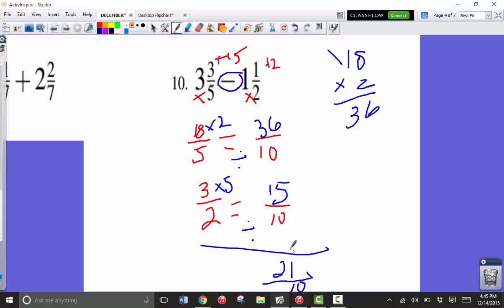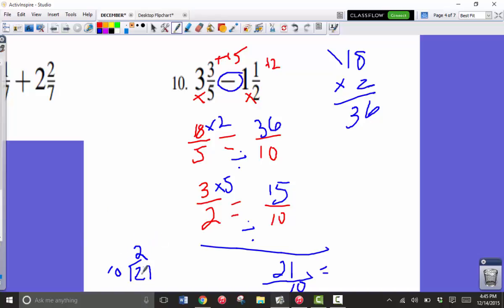But if you look, it's top heavy, meaning that it's an improper fraction. So we're now going to change it to a mixed number. How do we do that? We're going to divide, of course. How many times will the denominator go into the numerator? 10 will go into 21. How many times? Basically, I'm asking you this.